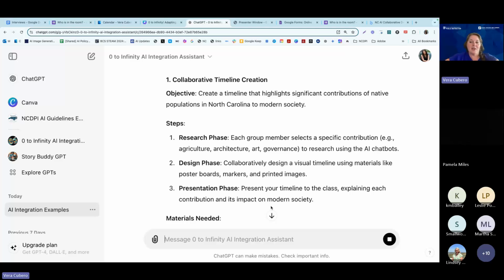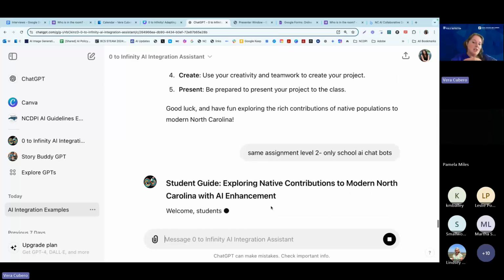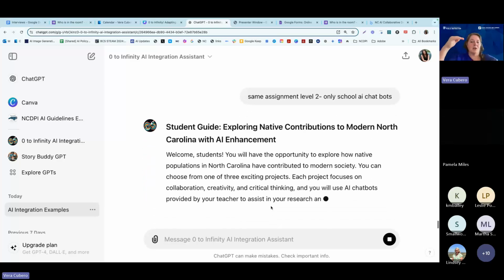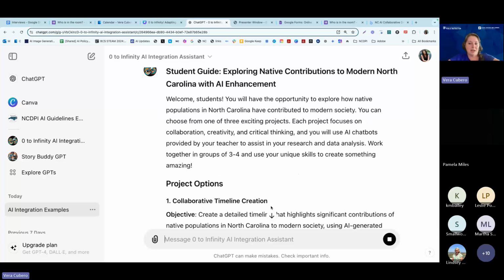And then you can keep going with it. You can say, okay, now same assignment, level two. And I would engage with it more if we had more time, but I'm going to say same assignment, level two, and just see only School AI chatbots. It would probably remember that already, but I can just keep going, and this will help your teachers to kind of start processing how the assignments might change along that continuum, and how students might engage with them differently. I do want to be quiet for a moment and give you time to engage for just a couple of minutes with it.